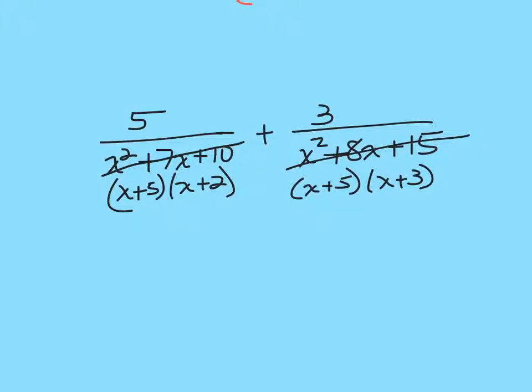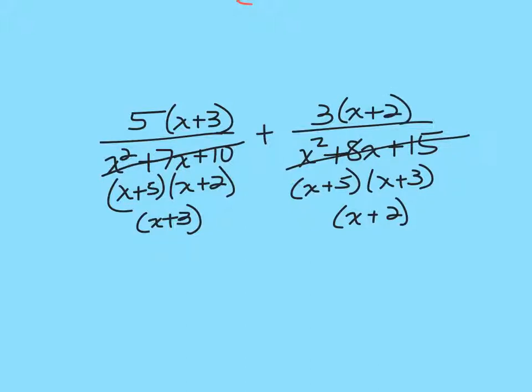And my goal is to get the denominators the same. So that means on this denominator on the left, I need a factor of x plus 3, which means I've got to multiply in the numerator as well by x plus 3. What about over here on the right, class? x plus 2, which means I've got to multiply by x plus 2 in the numerator.